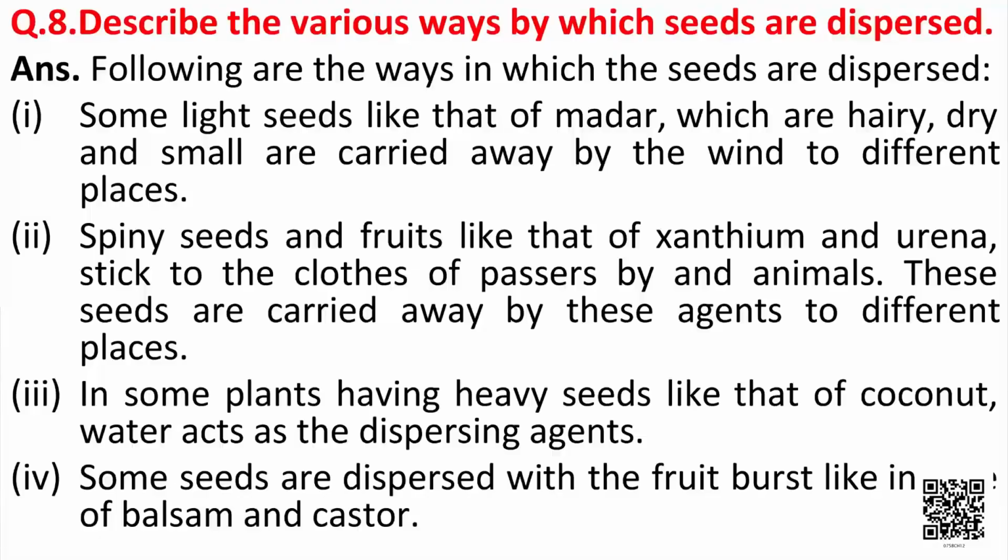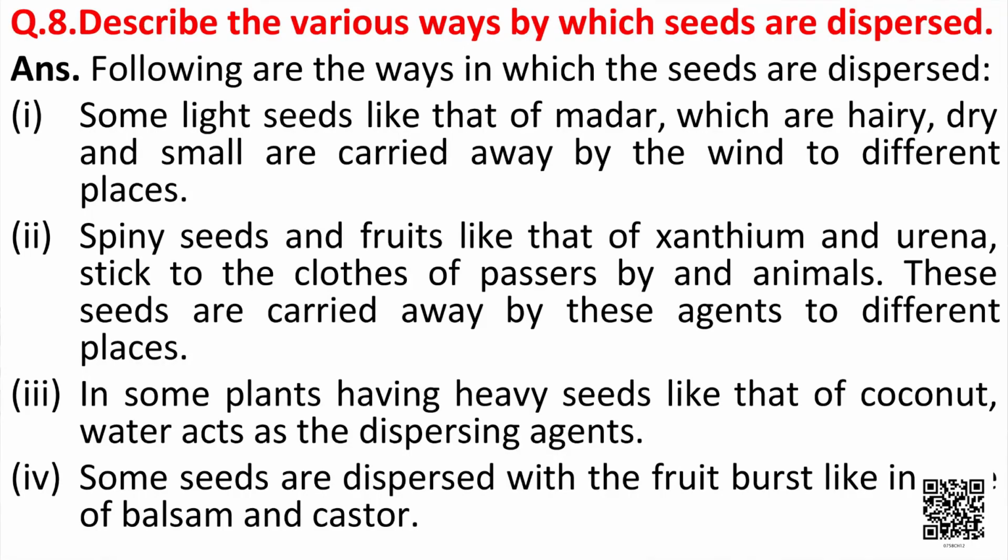Let's move on to the eighth question now, which is to describe the various ways by which seeds are dispersed. To answer this question, following are the ways in which seeds are dispersed. First, some light seeds like those of madar, which are hairy, dry and small, are carried away by the wind to different places. Second, spiny seeds and fruits like those of xanthium and urena stick to the clothes of passersby and animals. These seeds are carried away by these agents to different places.